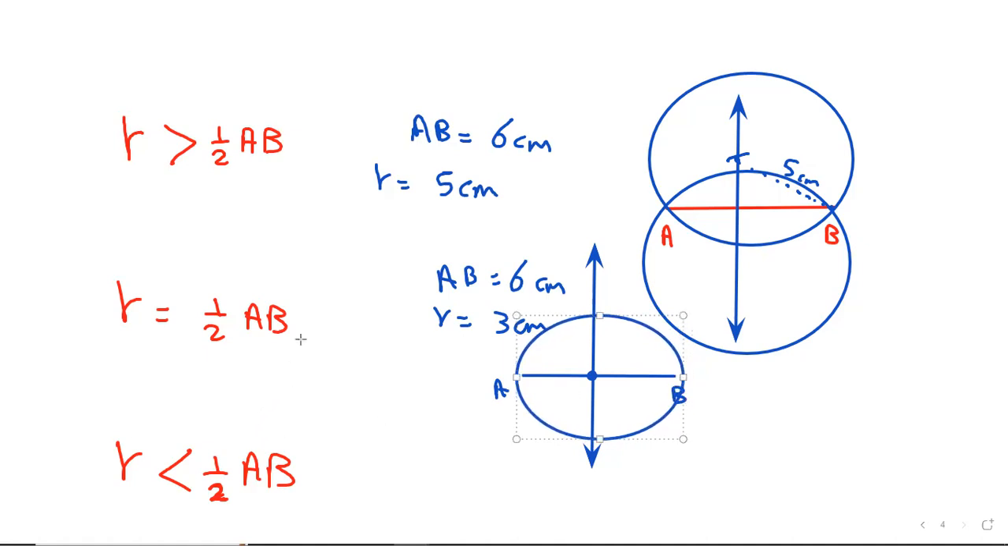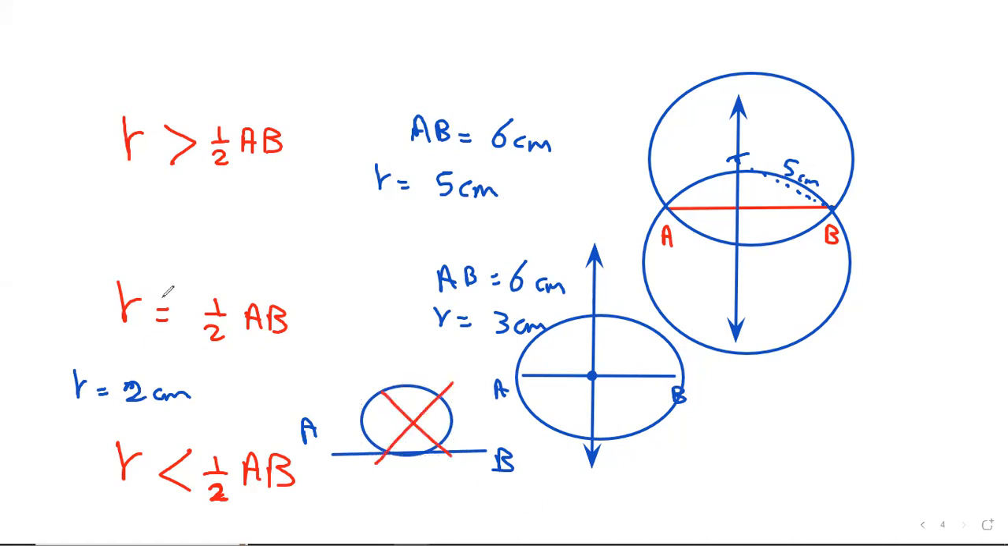And if the radius length is less than half AB, here AB is 6, and I want to draw a circle of radius, let's say, 2 centimeters, you will find the circle is less than the length AB. So we couldn't draw a circle here. In this case, 0 circles can be drawn. And if the radius is equal to half AB, we can draw only one circle. If the radius is greater than half AB, we can draw 2 circles.